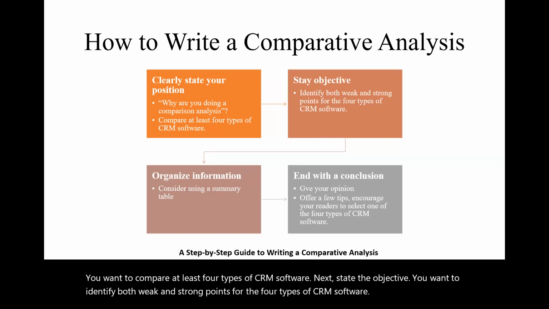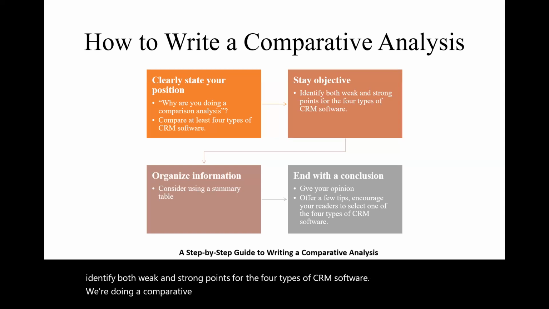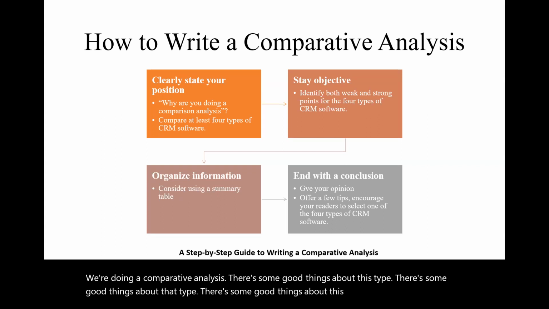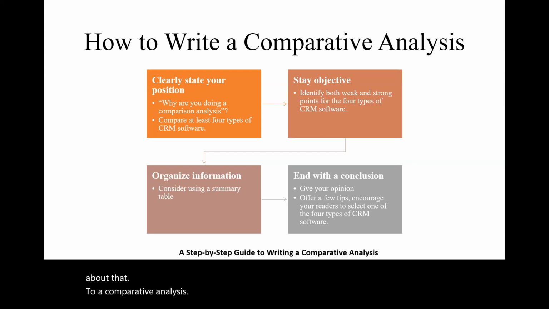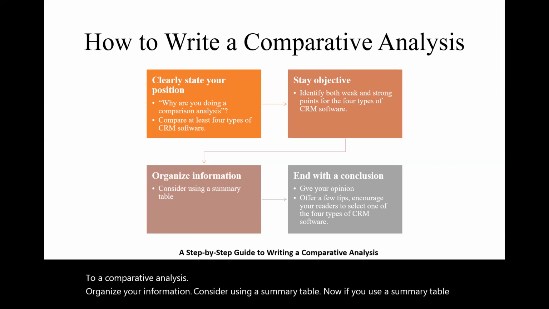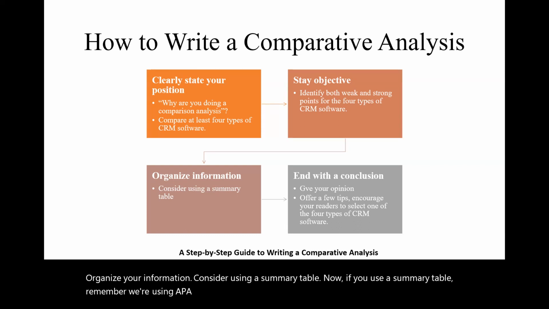You're doing a comparative analysis. There's some good things about this type. There's some good things about that type. There's some good things about this type. There's some bad things about that. Do a comparative analysis. Organize your information. Consider using a summary table. Now, if you use a summary table, remember we're using APA 7th edition format. We have to make sure our table is formatted as an APA 7th edition table.